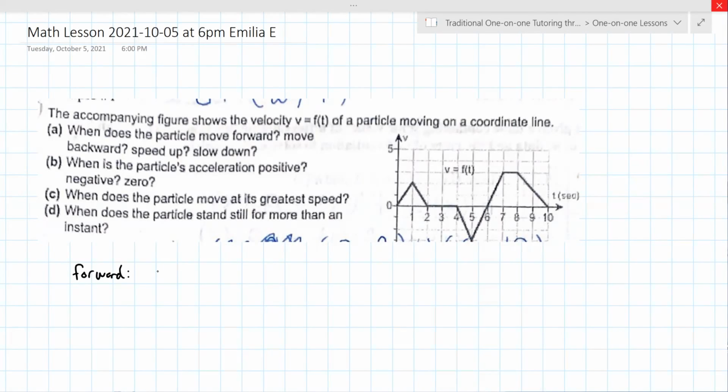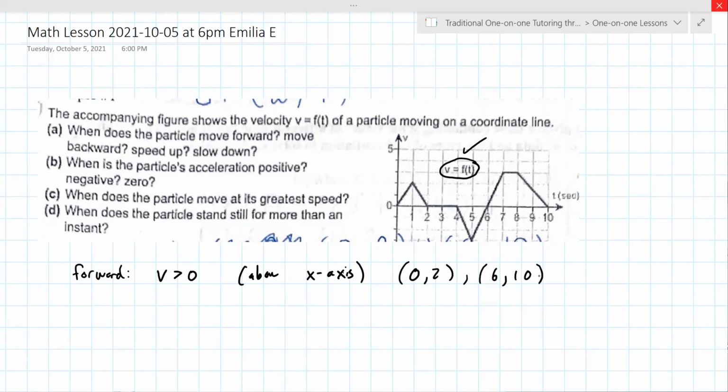Is when velocity is greater than 0. Are we looking at the velocity graph? Yes. Check. So that means it's above the x-axis for this particular graph. So it's 0 to 2, and then 6 to 10. No, 6 to... yeah, it's 6 to 10.